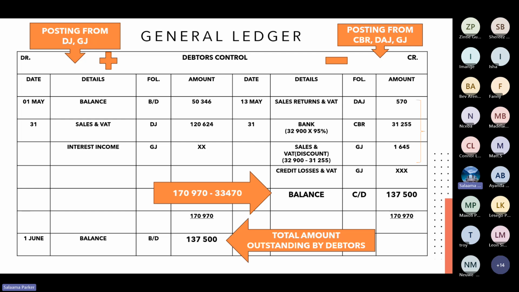Okay, so remember here, credit losses is an expense. So the double entry was debit credit losses, debit input VAT, credit debtors control. Just remember that. And like I told you, sales and VAT, this is the contra account. And as Bev mentioned, just visualize the actual columns in your journals for you to remember the contra accounts.